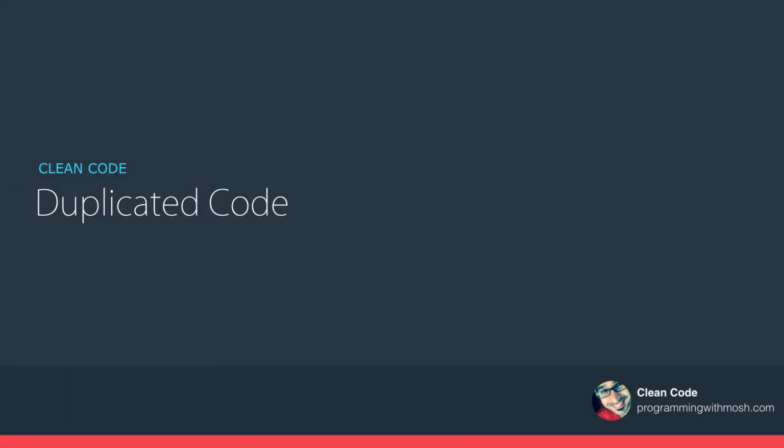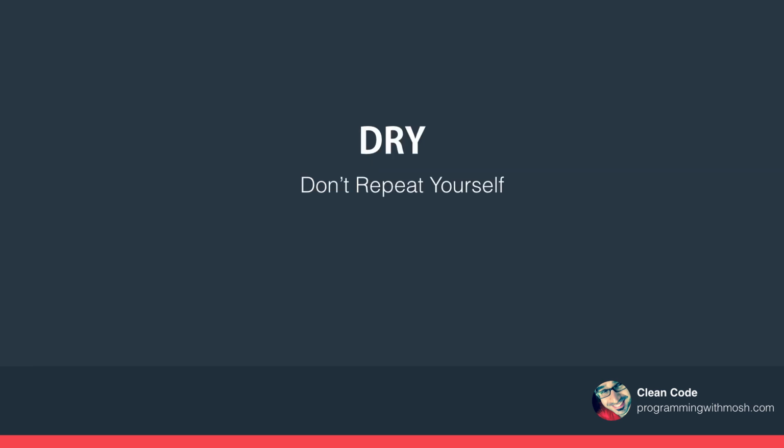Okay, code duplication. That's another code smell that we should avoid at all times. Why? Because when you duplicate code, if you need to change it, you need to make that change in multiple places. Plus, duplicated code makes your code noisy and hard to understand. There is a principle called DRY, which stands for don't repeat yourself.